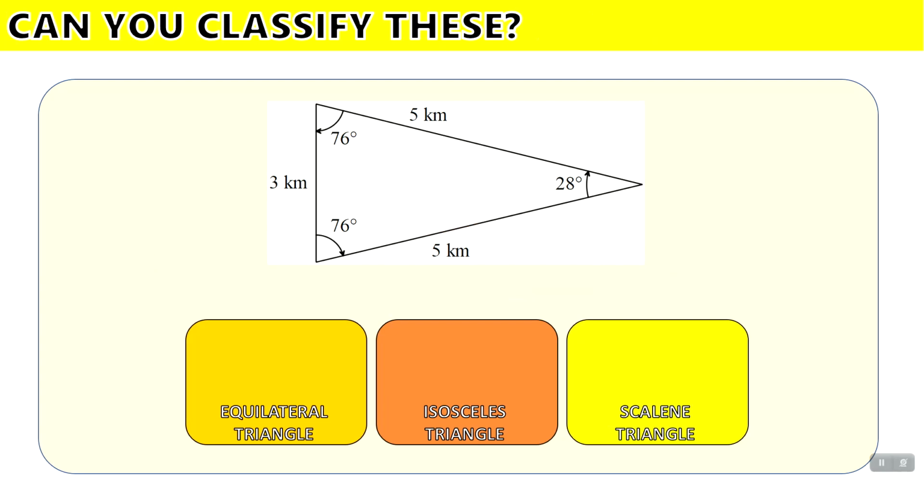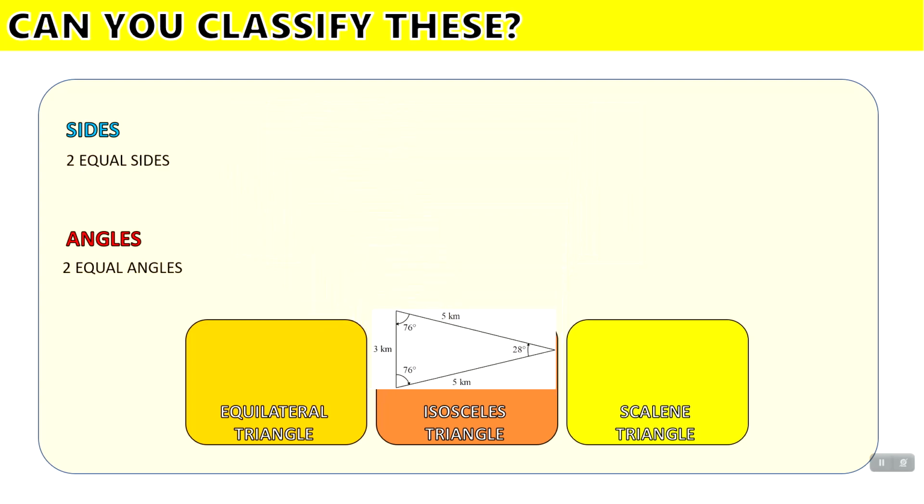Which one of the categories does it belong to? Is it an equilateral triangle, an isosceles triangle, or a scalene triangle? If we look at the sides, we can see that there are two sides of length 5 kilometers. If we check the angles, we can see that there are two angles that are 76 degrees each. And so we have two equal angles. Two equal sides and two equal angles, we call this type of triangle an isosceles triangle.